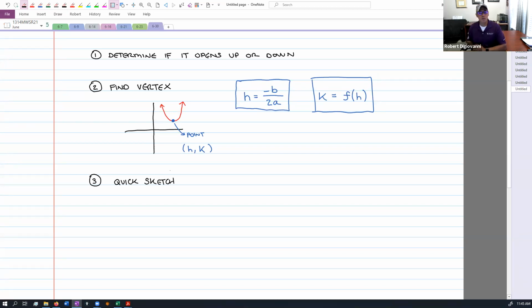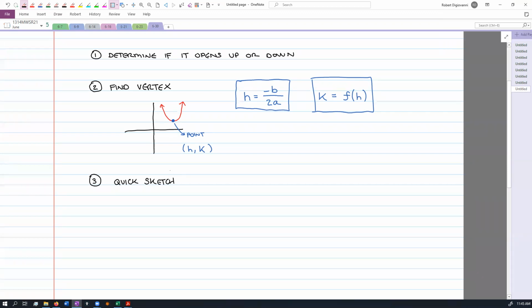Okay, so let's think about why I want you to do a quick sketch. What do you know at this point? Steps 1 and 2, what have you determined? If it opens up or down. And you should have the vertex then, right? Also?